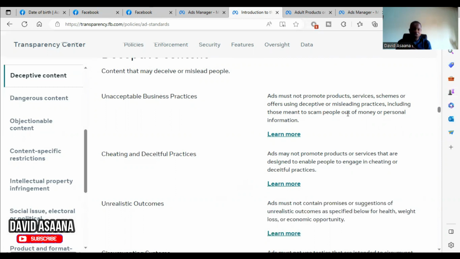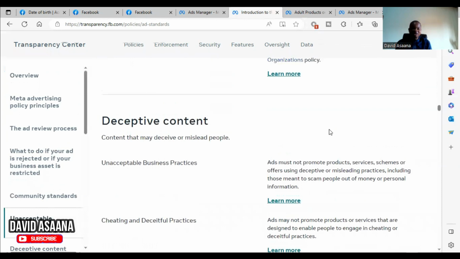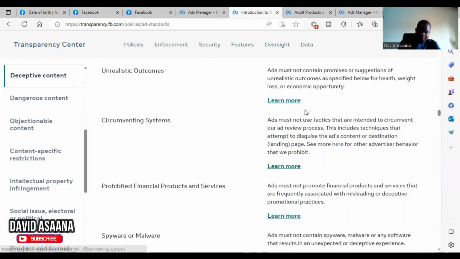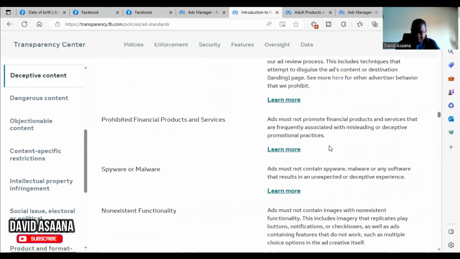You have to take notice. Those of you who may be running adverts but you don't have clear information about what people are going to do to make money, and you promise people that they are going to get money, you have to be careful because Facebook will not accept it. Ads circumventing systems: ads must not use tactics that are intended to circumvent our ad review process. That includes techniques that attempt to disguise the ad content or destination page. They will not accept it.